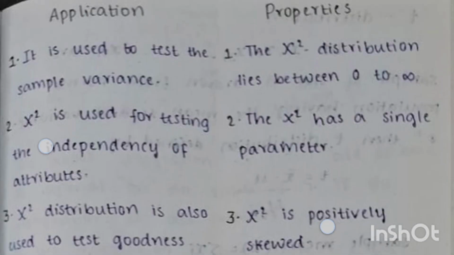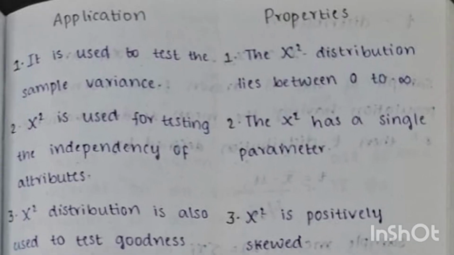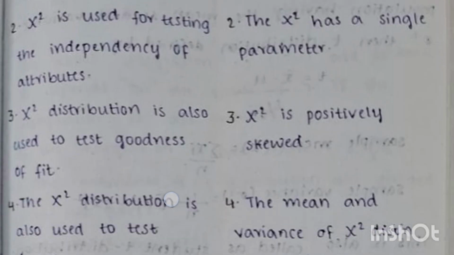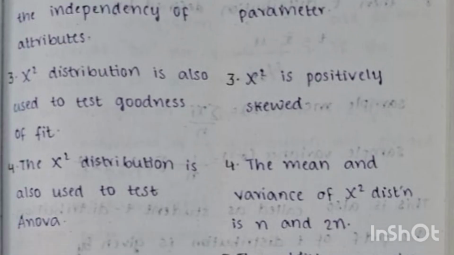Before completing, let's see the applications and properties of the chi-square distribution. It is used to test a single sample variance. The chi-square distribution is used for testing independence of attributes. It is also used to test the goodness of fit, and to test ANOVA.